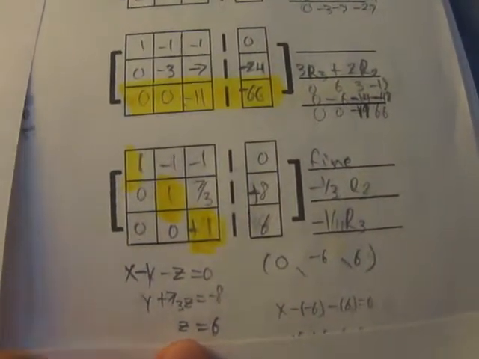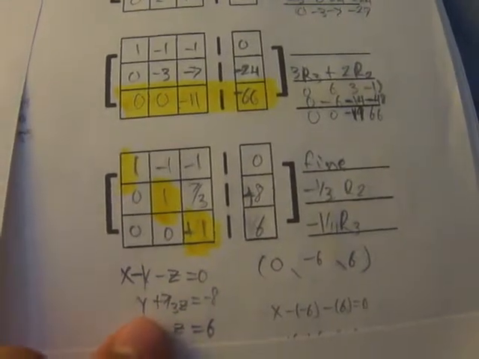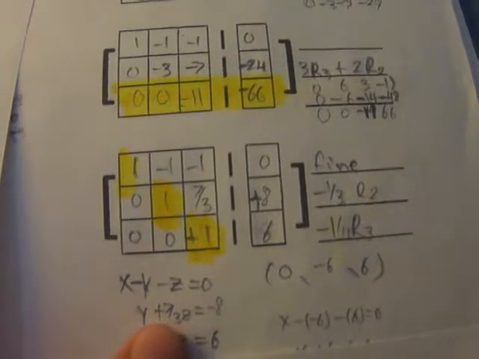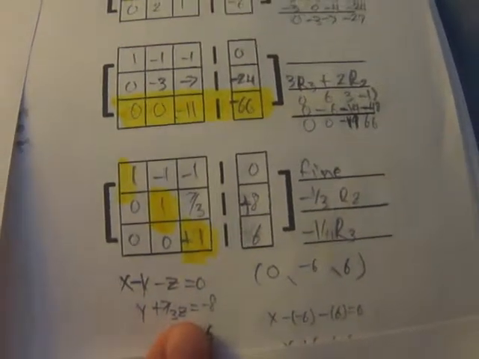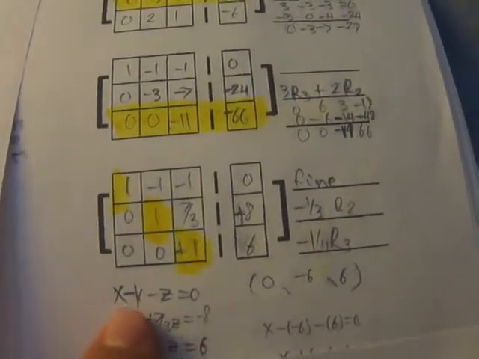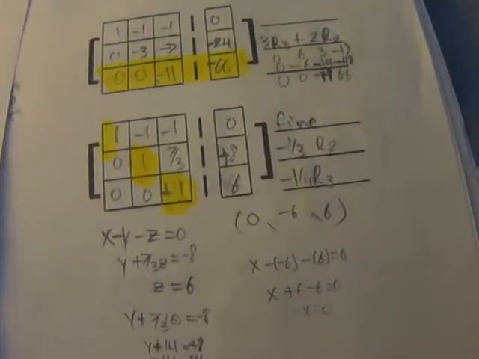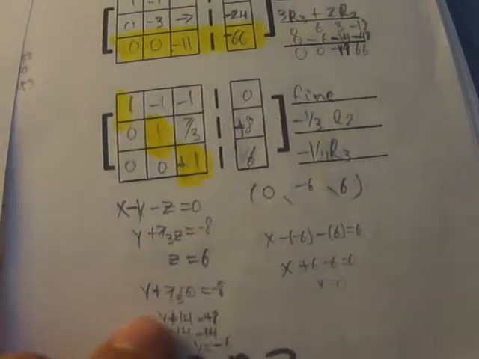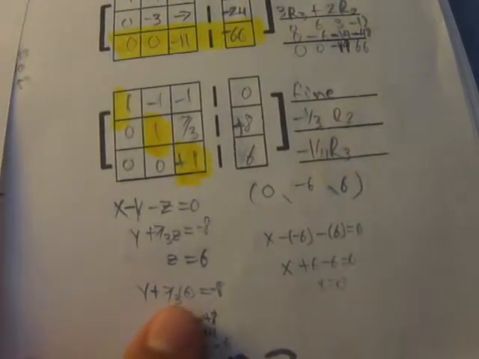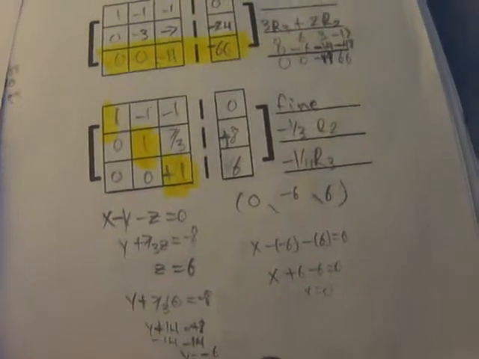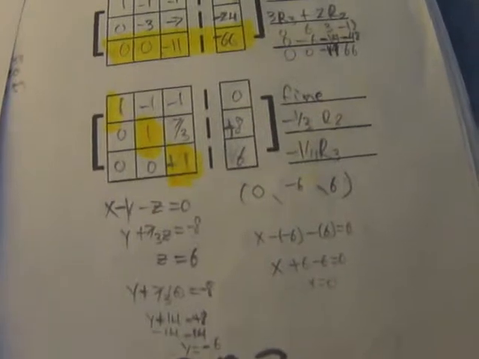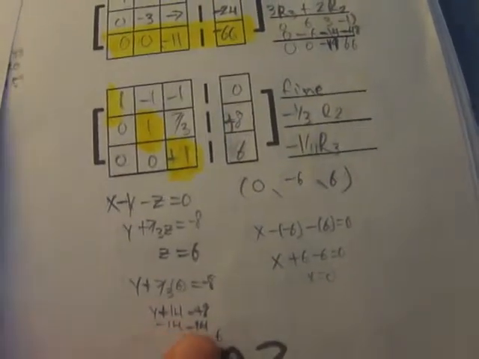This time z will equal 6, y plus 7 over 3 z equals negative 8, x minus y minus 0 equals 3. We could just plug in 6 where the z is for the second one, and it'll give us 6 times 7 will give us 42, divided by 3 will give us 14. Just subtract 14 from both sides.